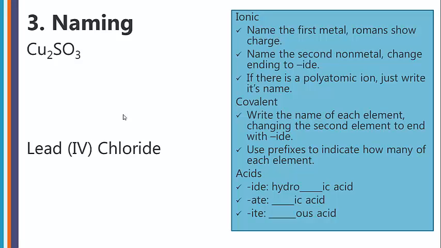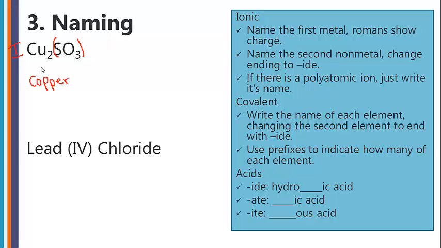Next is naming. So in this blue box, I've summarized the rules. So first thing you need to do whenever you're naming something is figure out which set of rules to follow. So this first one is an ionic compound, and I know that because I have Cu, copper, which is a metal, and I have SO3, which is a polyatomic ion. So Cu is copper. It says name the first metal, Romans show charge. So I've got to figure out the charge on copper.